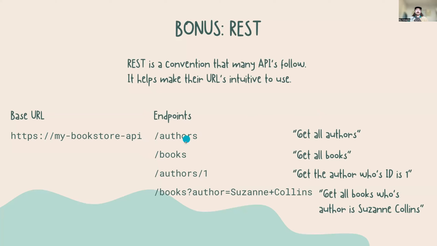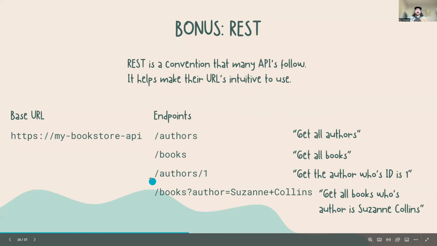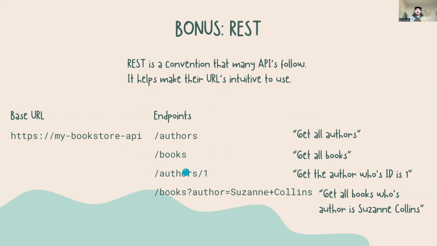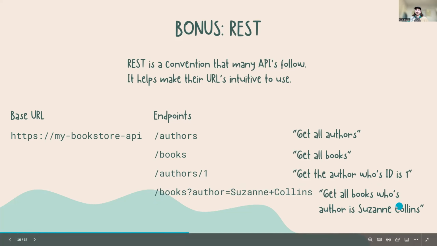And these are all conventions defined with REST. So slash authors slash one, according to REST, usually you'd have a resource, and then you could also access a resource with a specific ID. So it could be authors/1, which would mean get the author whose ID is one. Or books, and then this is another query string: author equals Suzanne plus Collins. That means get all books whose author is Suzanne Collins.